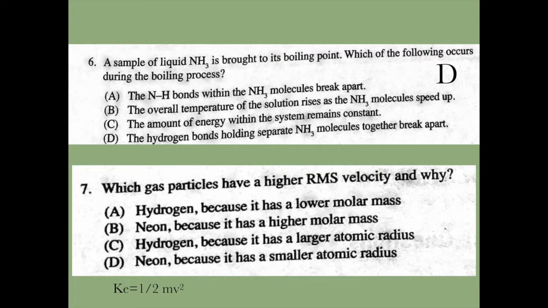faster. So when you look at this, we're looking for the gas particle that has the lowest molar mass, or has the least amount of mass. Not necessarily size, because 1/2 mv squared is not talking about the size, it's talking about the mass specifically. So your answer is going to be A, because hydrogen has a lower molar mass.